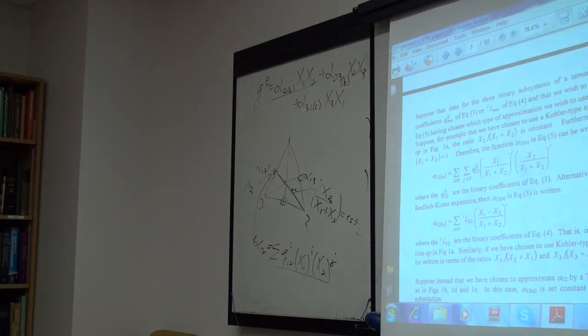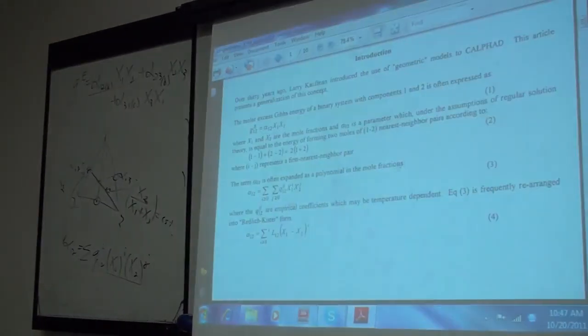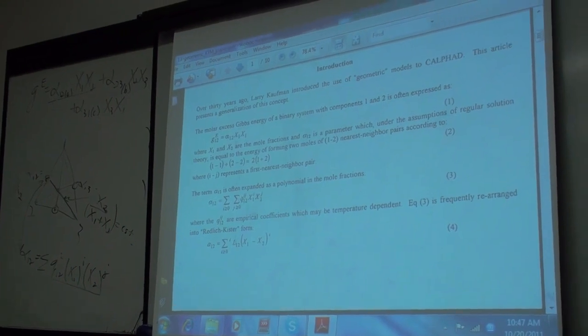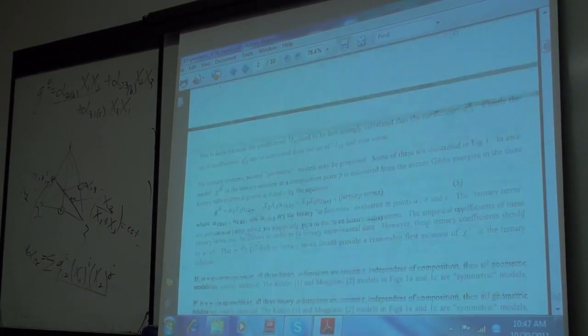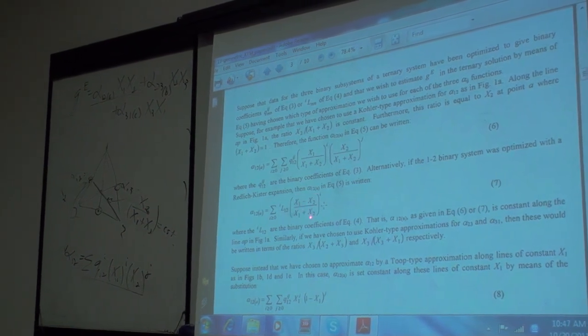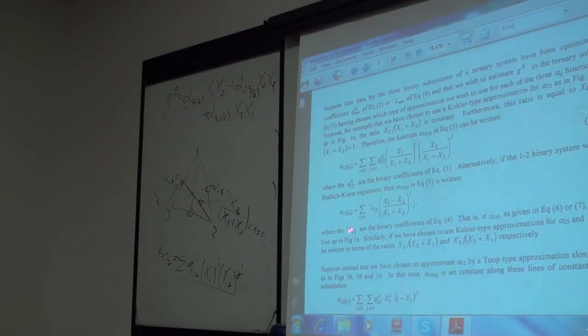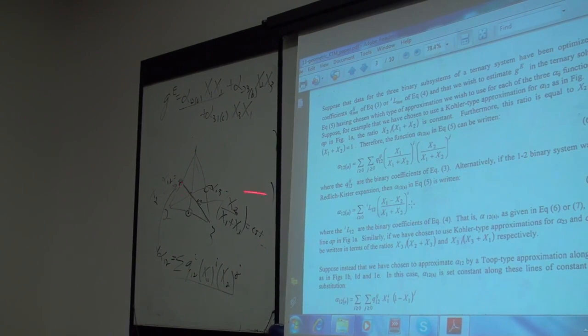Or if you're using the Redlich-Kister expression, well, if you use the Redlich-Kister, we have two things. We have the polynomial here with the q's, or we have the Redlich-Kister with x1 minus x2 along that line. So the Redlich-Kister function will remain constant along that line because x1 minus x2 over x1 plus x2 is also constant along that line, of course. This function here is constant along that line. And at this point in the binary, where x1 plus x2 equals 1, it's equal to the binary coefficient, which is x1 minus x2. So this is just rearranged.